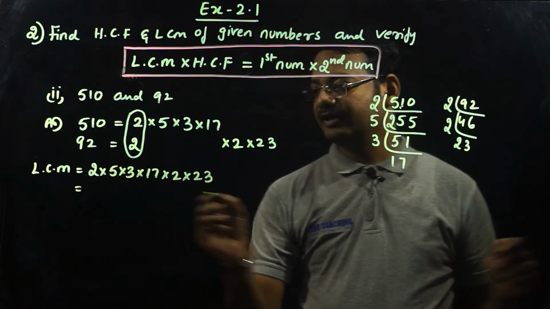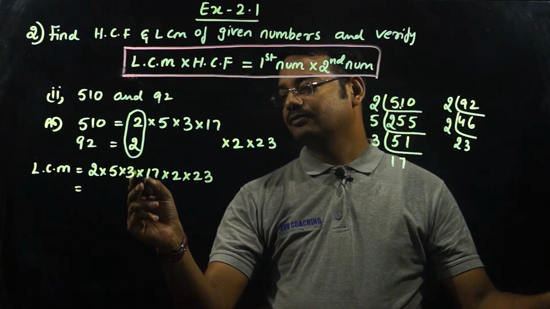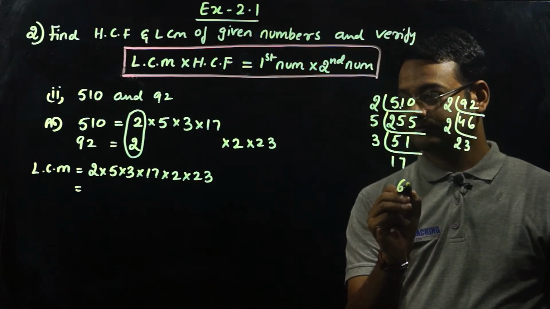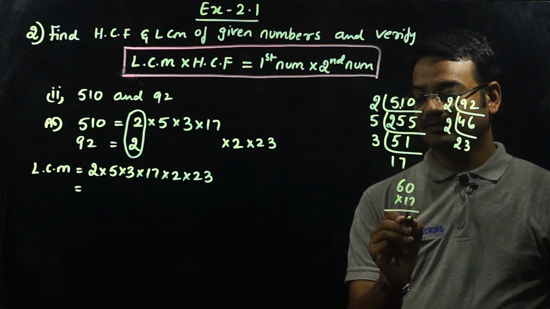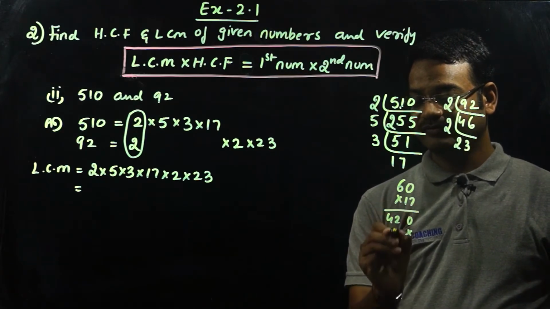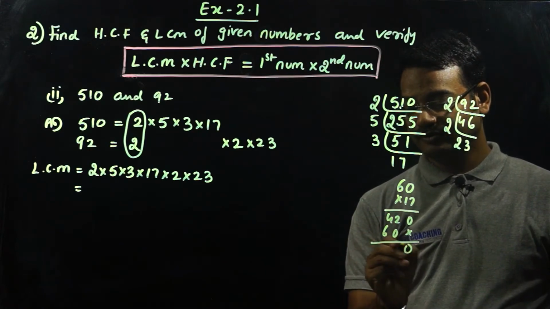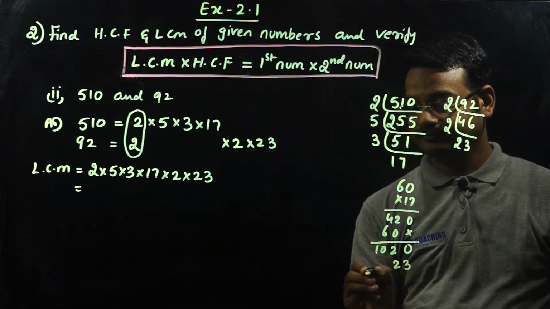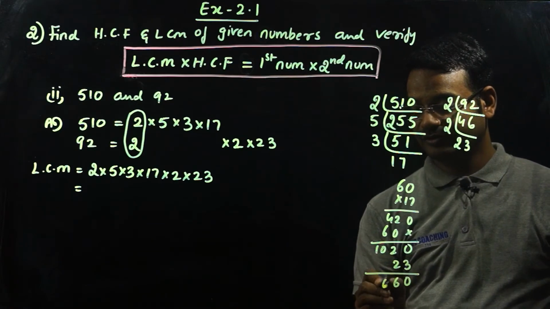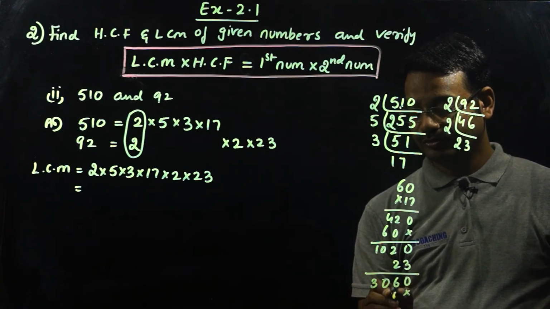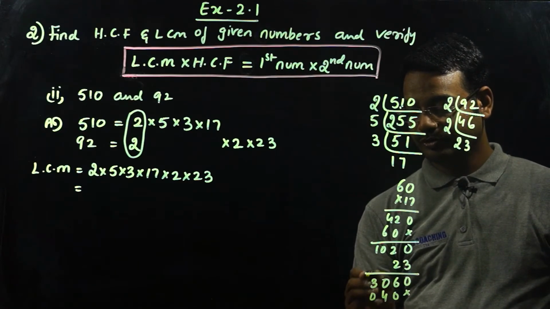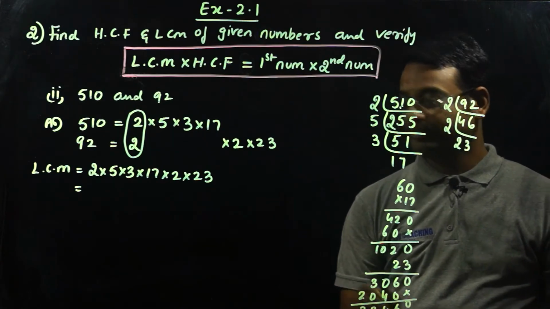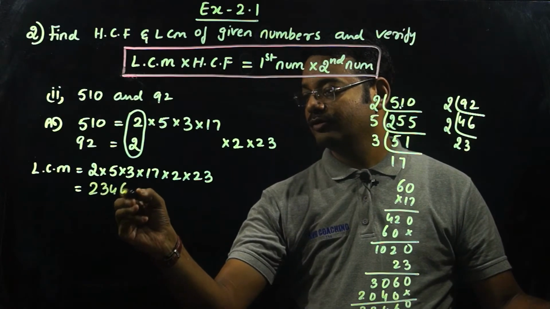So when we multiply it, 2 5s are 10, 10 3s are 30, 30 into 2 is 60, 60 into 17, 1020, 1020 into 23: 3 2s are 6, 3 1s are 3, 2 2s are 4, 2 1s are 2. So 23460 is the LCM.